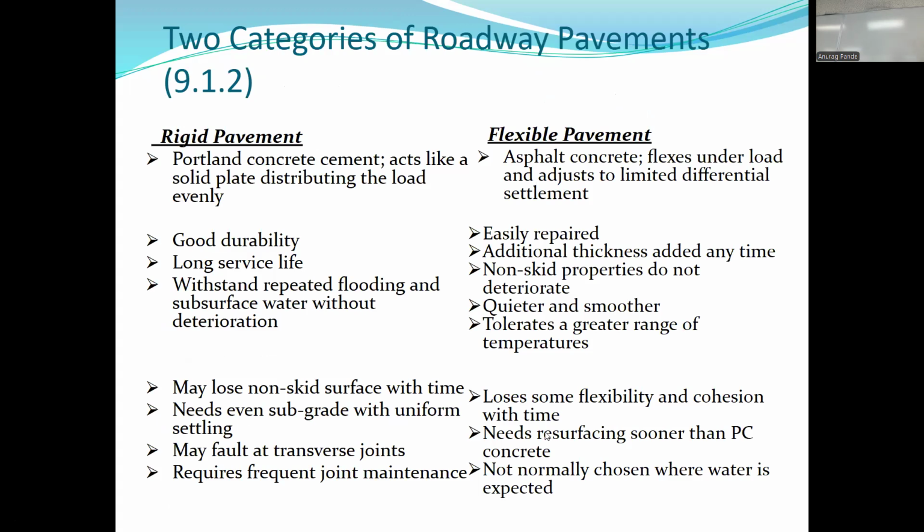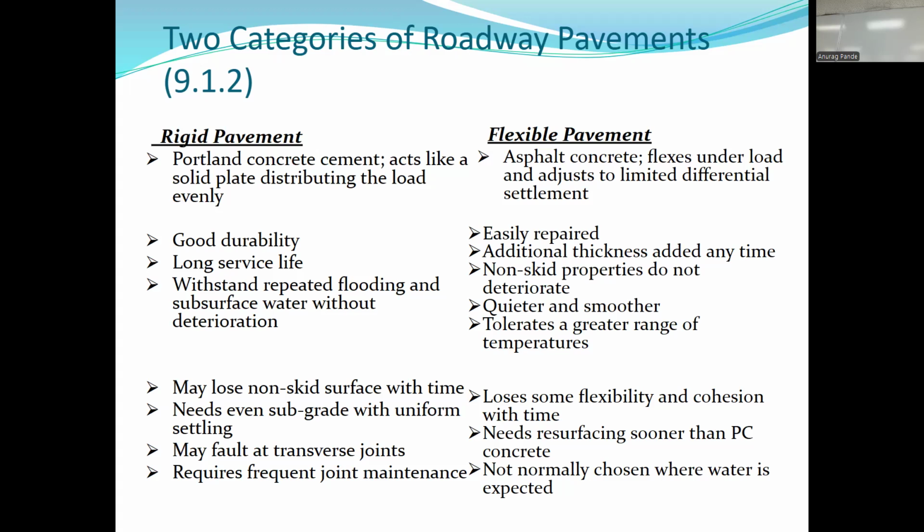So there are two different types of pavements that we talk about. One is the rigid pavement. It's made of Portland cement concrete. It acts like a solid plate, distributing the load evenly. And then the flexible pavement, which is more of asphalt. It's made of asphalt concrete, and it flexes under load and adjusts to limited differential settlement, right? So there are two types of pavement.